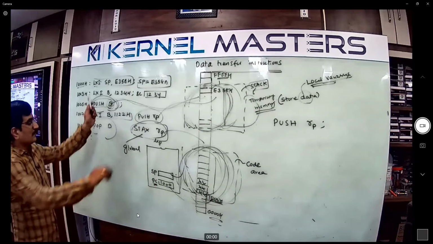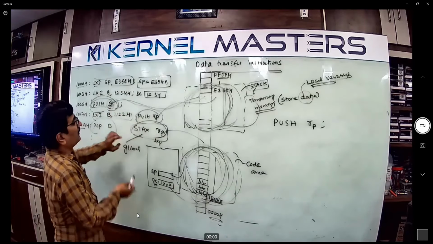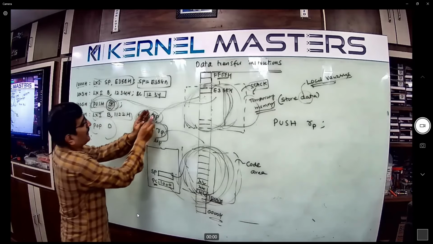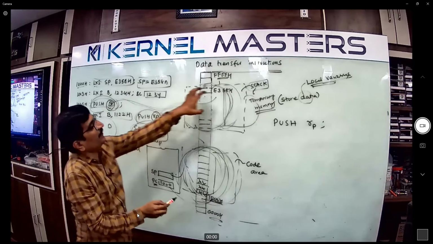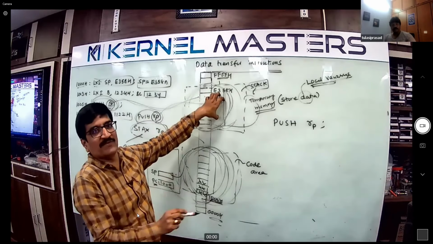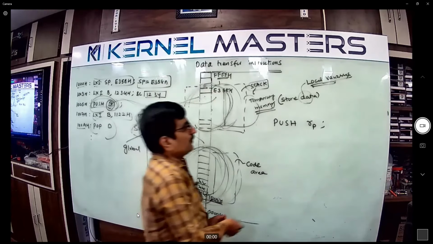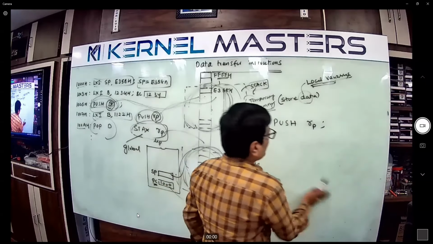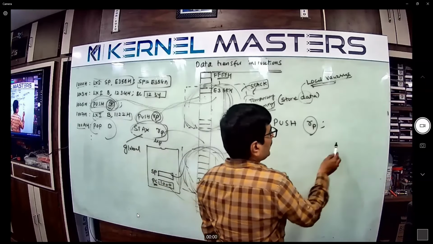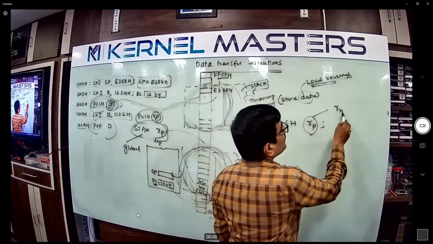How is the push instruction executed? The content of the register pair is copied to the top of the stack, the main definition. Now see how it works. The register pair content: register pair is nothing but higher address and lower address. Correct, everyone? In case of the BC pair, B is about what?